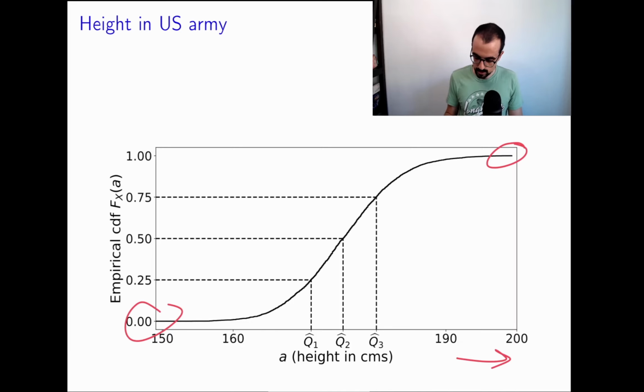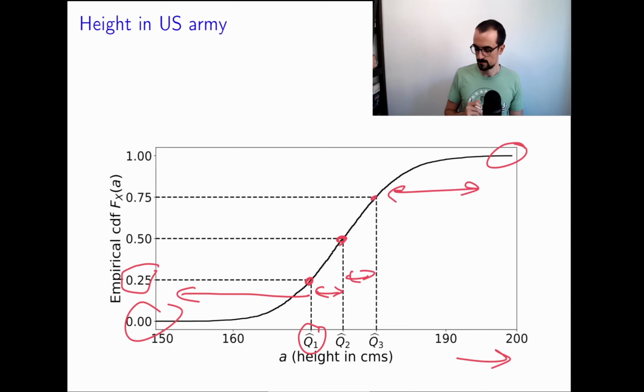And now if I want to know the first quartile, then I look at the value where the empirical CDF is equal to 0.25, which is here. And that means that 1/4 of the soldiers have height less than this value. Then another 1/4 are in here, between the first quartile and the median. And another 1/4 are here, between the median and the third quartile, and then the rest are here. Okay, so very quickly we see how the heights are distributed.